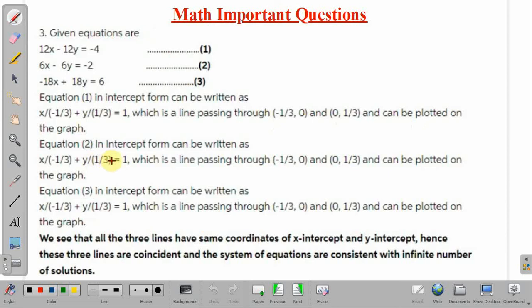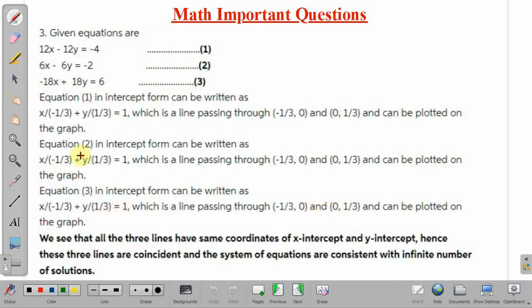Similarly, equation 2 in intercept form can be written as x divided by minus 1 by 3 plus y divided by 1 by 3 equal to 1, which is a line passing through minus 1 by 3 comma 0 and 0 comma 1 by 3, and this can also be plotted on the graph. Similarly, equation 3 when written in intercept form will be x divided by minus 1 by 3 plus y divided by 1 by 3, and this is also passing through minus 1 by 3 comma 0 and 0 comma 1 by 3, and the same can also be plotted on the graph.